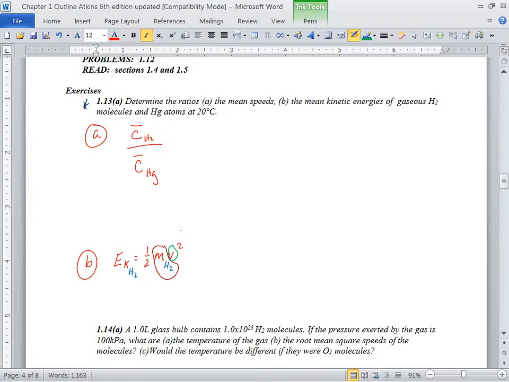The numerator, the part that you got from A, will be this top one. Okay? So just a couple of tricks to do this then. And the kinetic energy of the mercury, exact same format, but let's just wrap this one up.